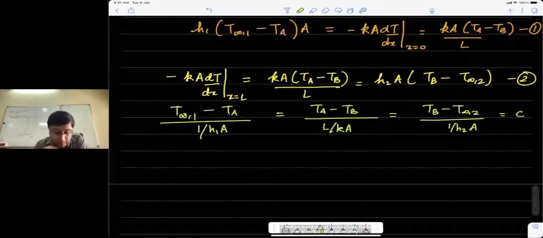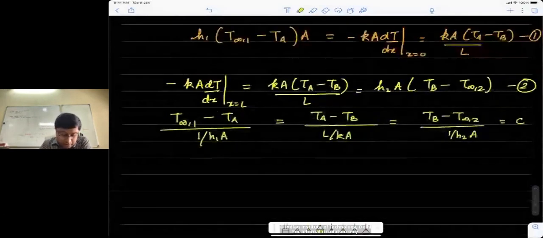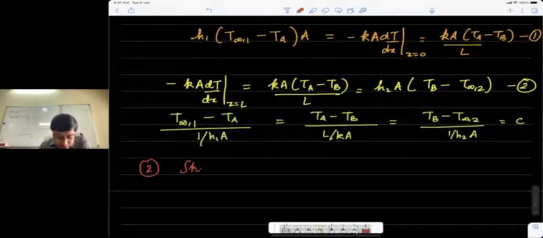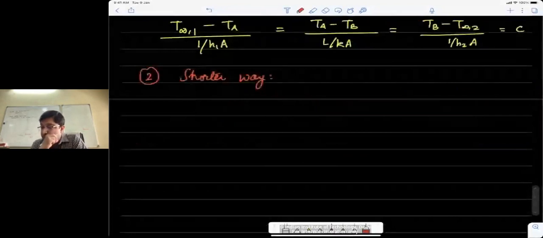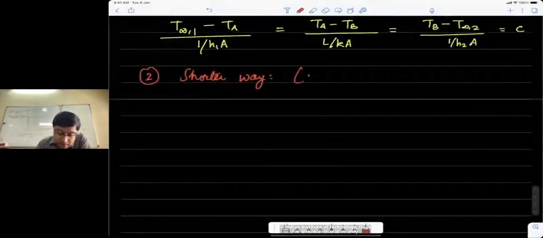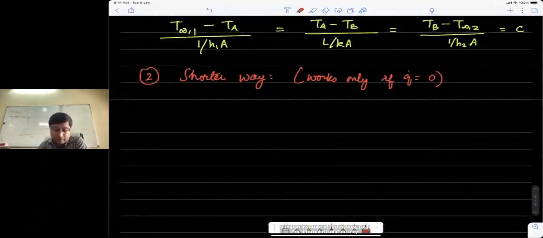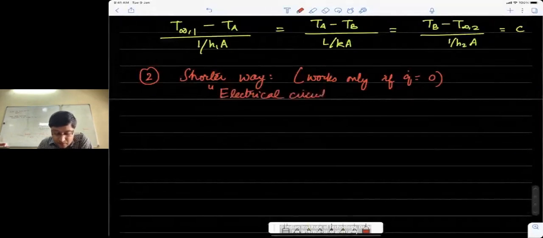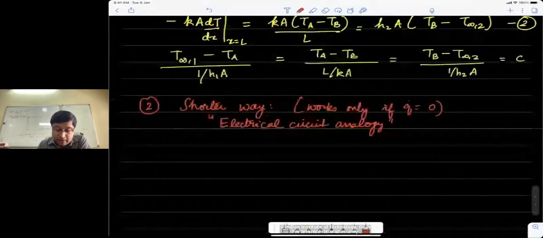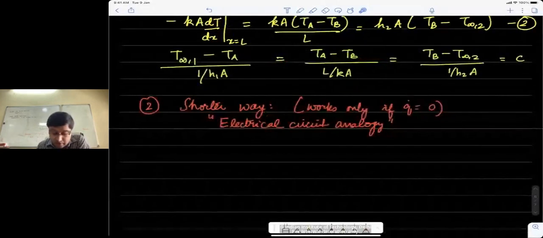Okay. Now let me look at the shorter way. The shorter way uses your understanding of Ohm's law. And this is a disclaimer here: it works only if Q dot, the heat generation term, is zero. It won't work otherwise. The method is what is called the electrical circuit analogy, and it follows from this last equation that I've written here. It is just an extension of this equation.